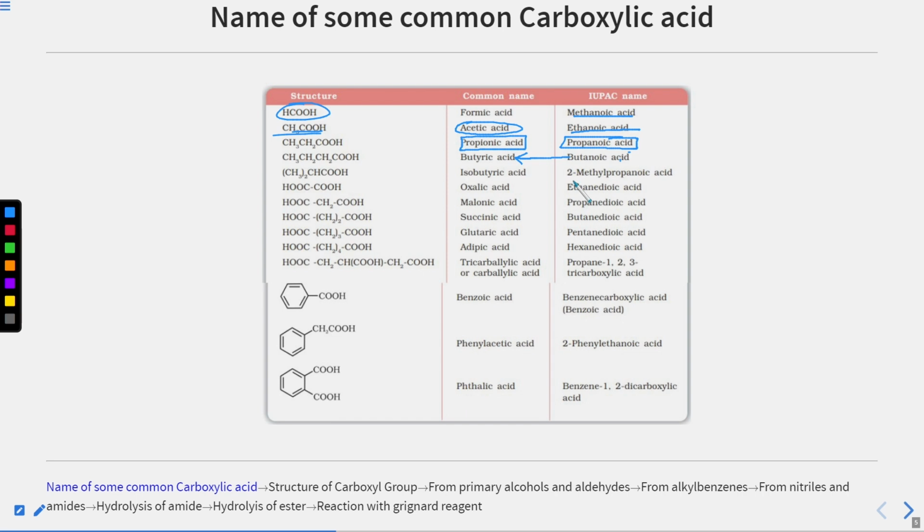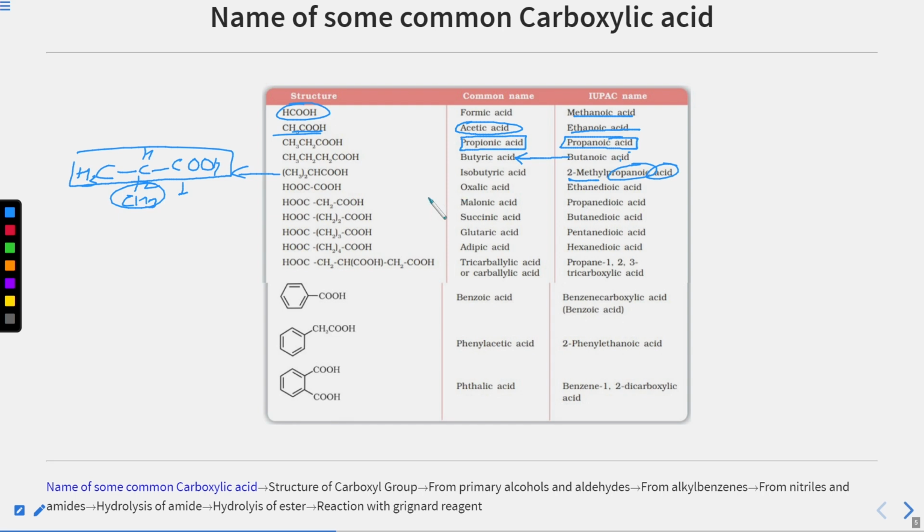Then further we have the 2-methyl. So if you see the structure, if you expand the structure of this thing, it would look like this: CH3, C, CH3, H, COOH. So this one will be the longest chain, or you can take this one also, but both of these are of identical length, so we can take either of them. Now at the second position we have the methyl group. So 2-methyl for the second substituent, that is the methyl group, propanoic acid.